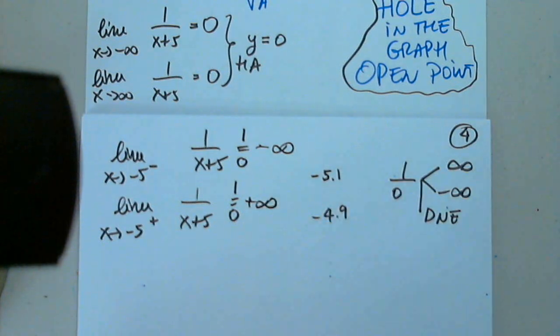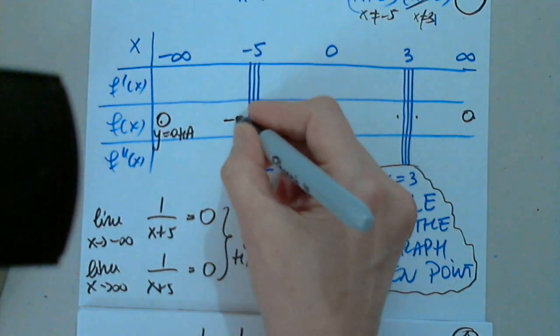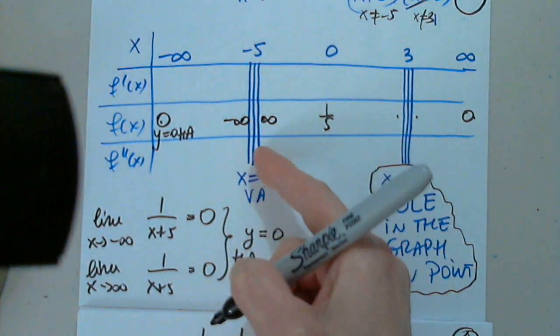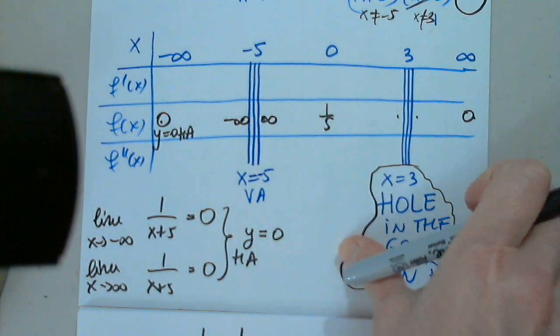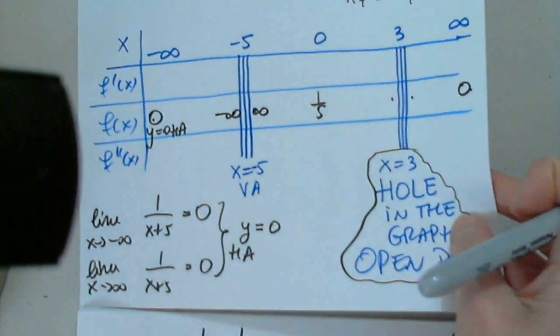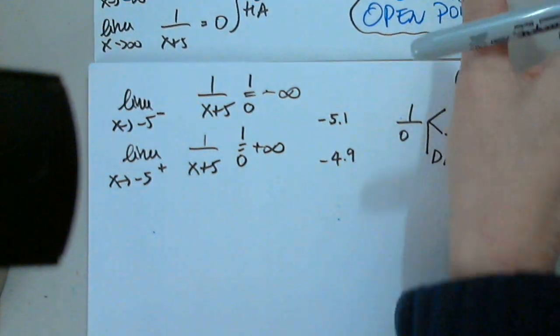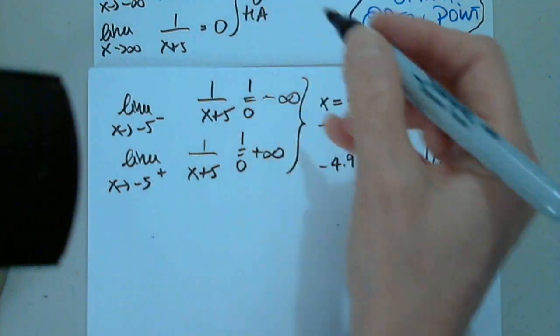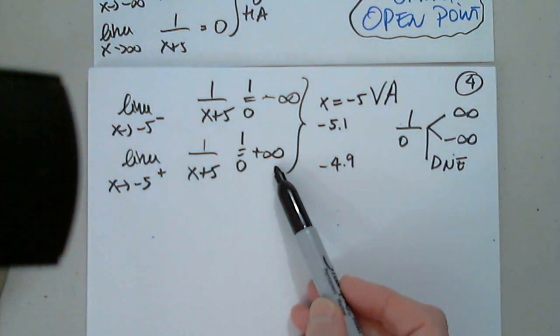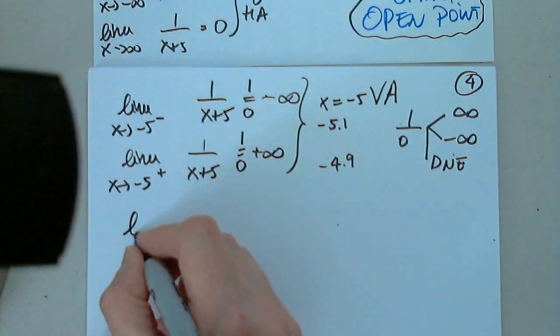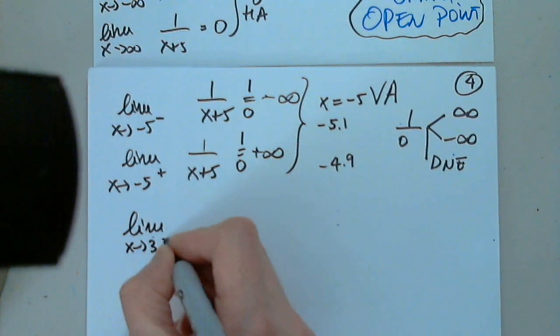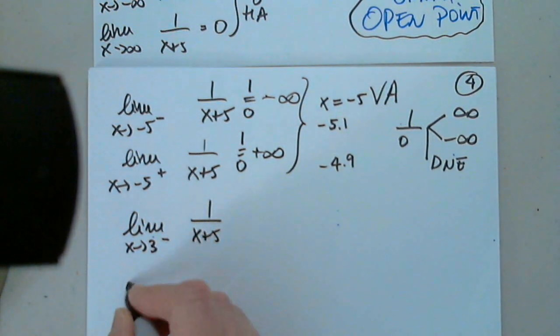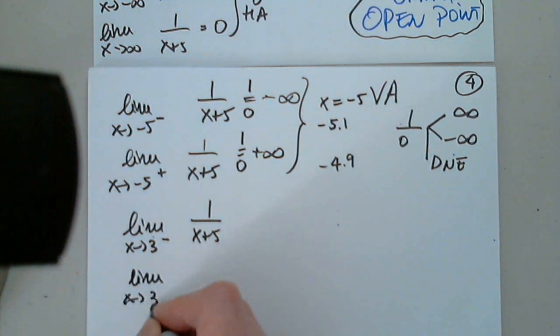Very good. So I go back quickly so I don't forget. Right back to my table. Now I need these two. Limit from the left. So obviously this means that x equals negative 5, we already wrote it, is a vertical asymptote. Okay, now we want limit as x approaches 3 from the left, and limit as x approaches 3 from the right.